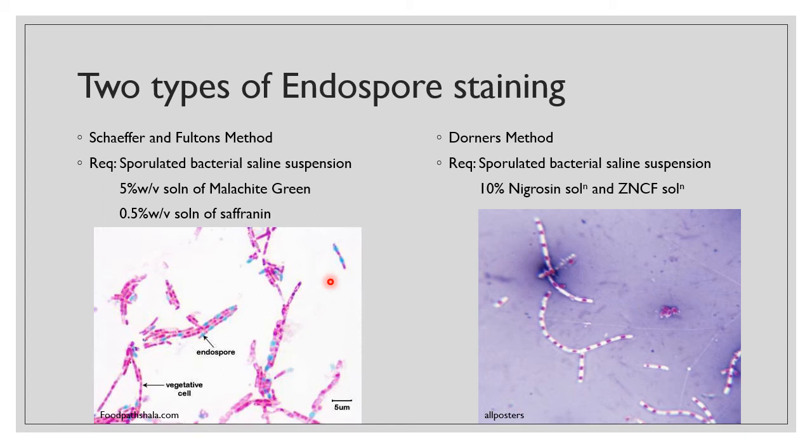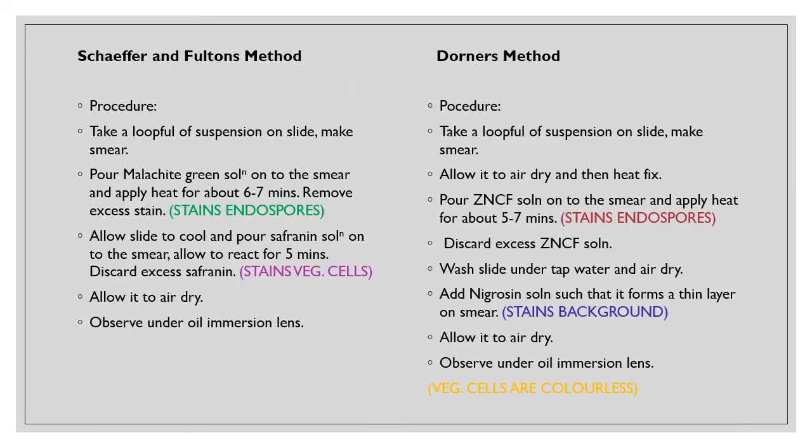Here your vegetative cells are stained pink, but here your vegetative cells are colorless. Okay, we are not staining cells here, we are just focusing on endospore and the background. Okay, so to get the contrast developed, we use the 10% nigrosin solution which stains the background. Okay, so let's move further. So we will see principle and procedure here.